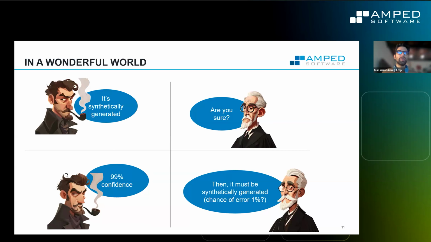So now I don't know how it works in different countries, but I can say, based on my experience, that in Italy, sometimes the judge, the authority, expects something like this. Expects that the forensic experts say something like, okay, it's synthetically generated. And the judge says, are you sure? And of course, the expert is very confident with his answer, maybe putting a number like 99%. And then the judge is satisfied and has his answer, the answer that he wanted. And he is almost sure that the probability of error is very, very low.